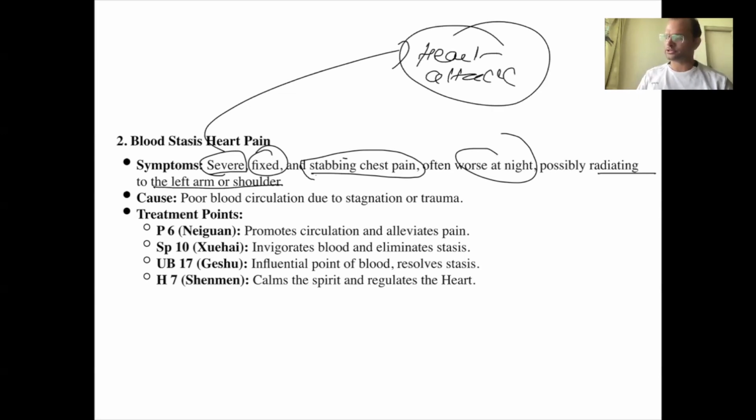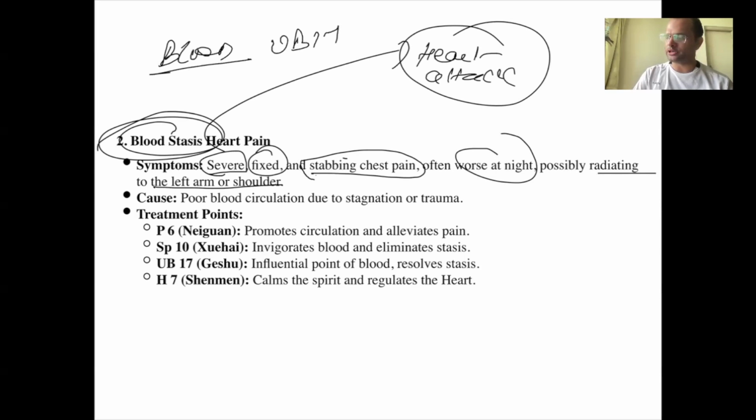So because this is the blood stasis, we have to use the blood point. What is the blood point? Urinary bladder 17 and spleen 10. Sedation. Urinary bladder 17 and spleen 10. Spleen 10 is a very good point for blood and stasis, and UB17 is the influential point of blood, to resolve stasis.